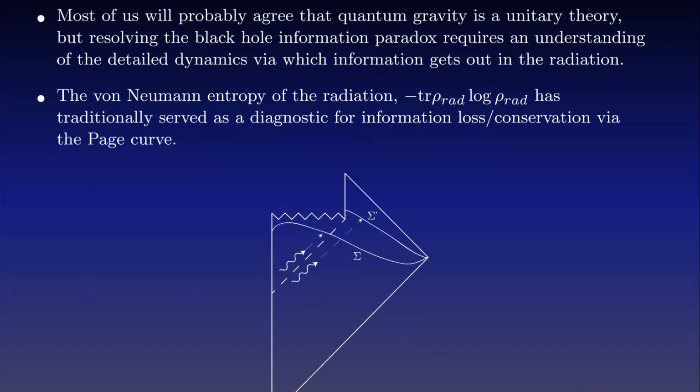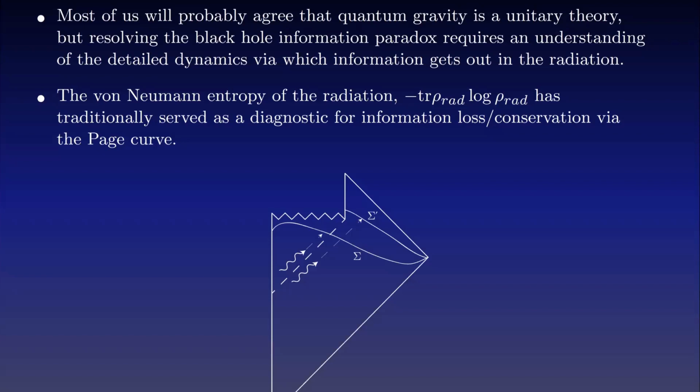Now, I think most of us in this Zoom room will probably agree that quantum gravity is a unitary theory, but it takes more to resolve the information paradox than just all of us sitting down agreeing that everything is unitary at the end of the day. We really need to have an understanding of the detailed dynamics via which information actually gets out in the radiation.